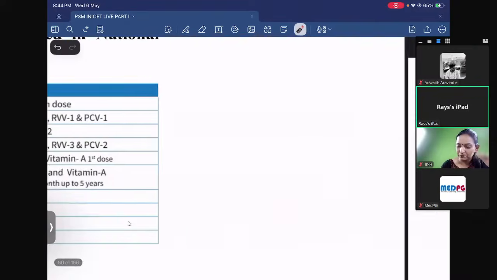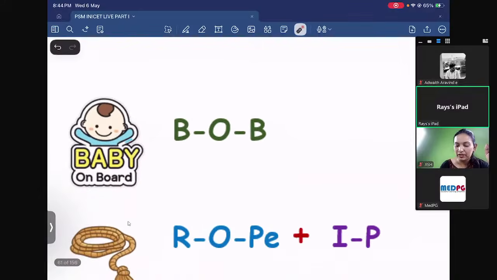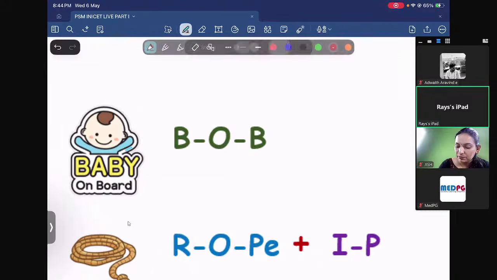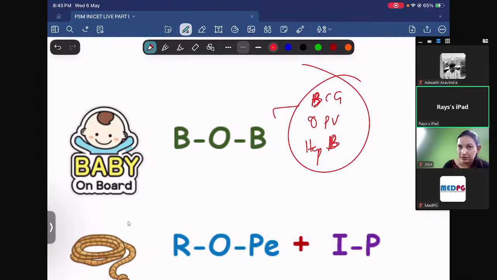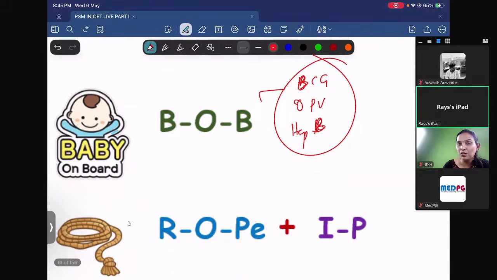Be with me. The vaccines given at birth, you can remember as BOB, Bob. It can be baby on board, BOB, right? So at birth, you give B, O, and B, which is BCG, OPV, and the last B is for hepatitis B. So B is for BCG, O is for OPV, and this B is for hepatitis B. These are the 3 vaccines given at birth. Now coming to the 6, 10, and 14 weeks. At birth, remember Bob, or Bob Marley, or baby on board.